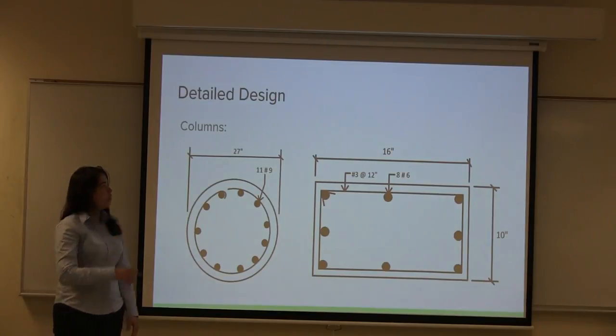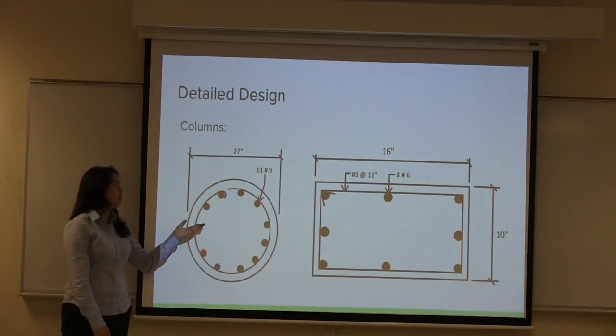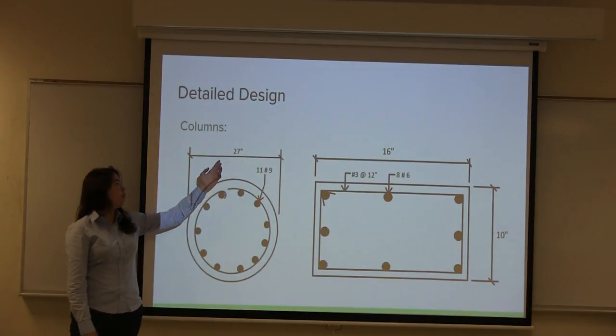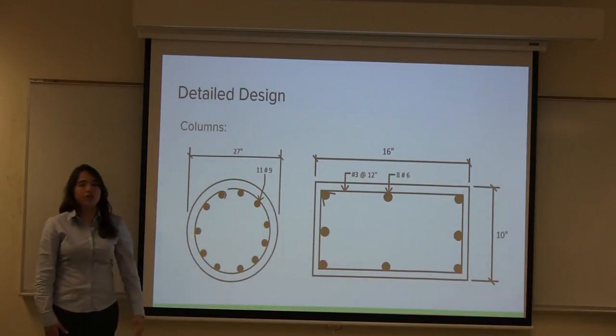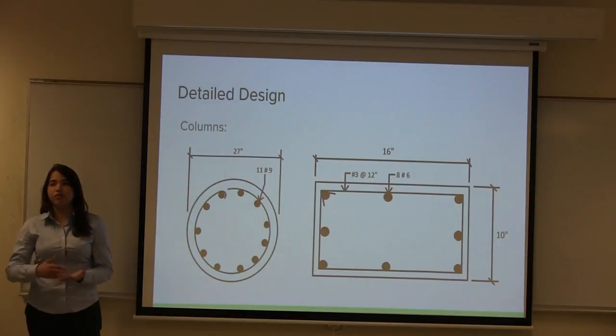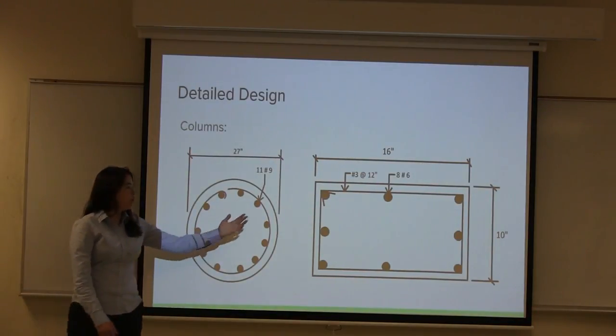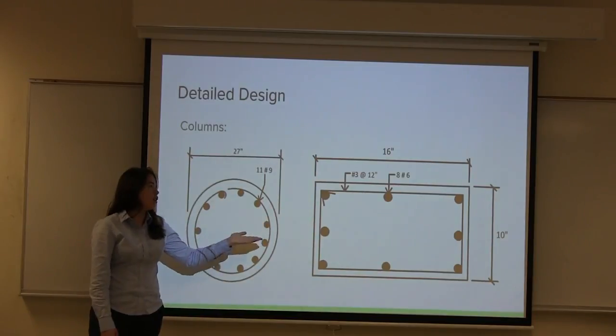So we did first hand calculations, and for example, for the circular column, we came up with a model with a cross-section of 27 inches. So we create, for example, circular columns from 21 to 28 inches. And then we did the same for rectangular columns.